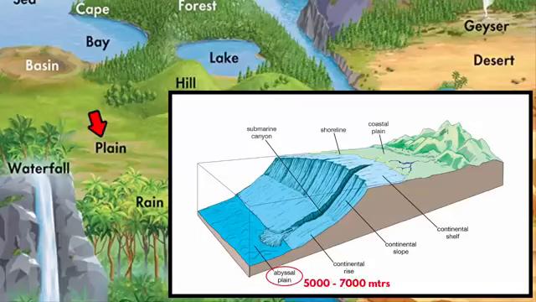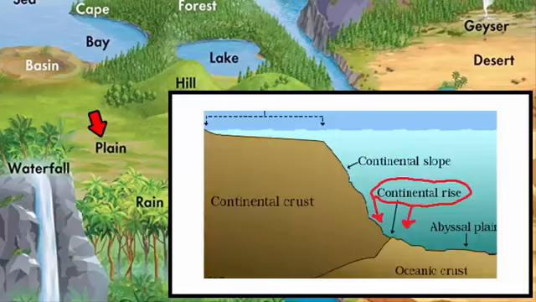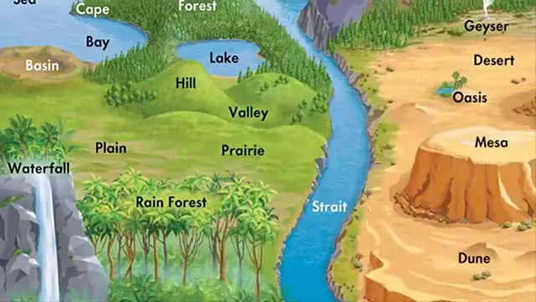These plains are 5,000 to 7,000 meters below the sea level. And that is why these plains have not been thoroughly studied. But scientists say that these underwater plains are among the flattest, smoothest places on Earth.